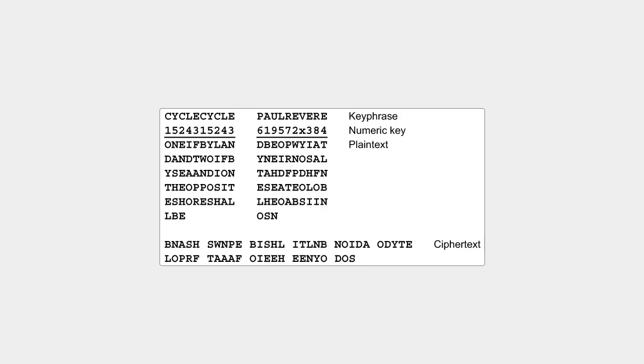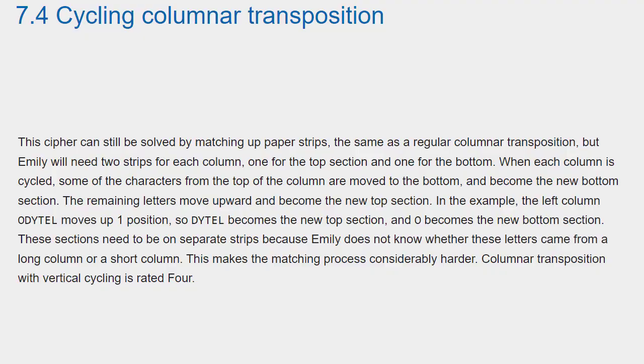Vertical cycling is similar. Instead of cycling rows of the block left, you cycle the columns of the block upwards. Here is an example using the keyword cycle for cycling the columns and the key phrase Paul Revere for selecting the order in which the columns are read out. This cipher can still be solved by matching up paper strips, the same as a regular columnar transposition, but Emily will need 2 strips for each column, one for the top section and one for the bottom.